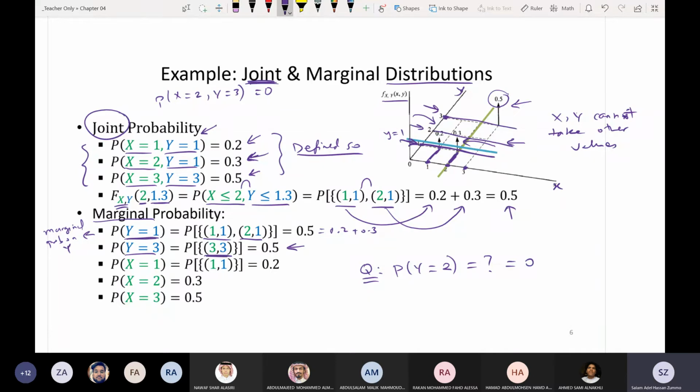Similarly, we can ask what is the probability that x equals 1? Again, this is marginal because I'm asking only about one random variable out of the two. So when does x equal 1? I look at the PDF. I can see only one value in y, which is the probability of (1, 1). x only takes value 1 when y equals 1, and this is equal to 0.2.